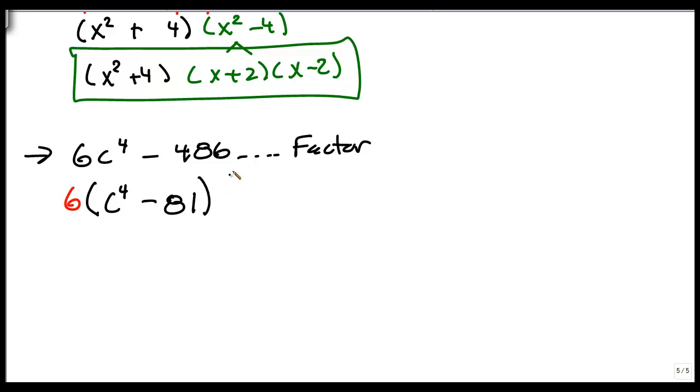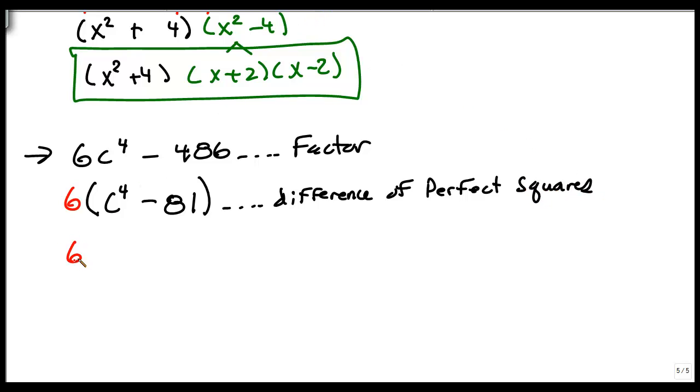Now if you notice, c to the 4th minus 81, this is the difference of perfect squares. Okay, so I have the 6 out front. Now this is going to factor into c squared plus 9, and minus 9. Again, it's that conjugate. And I forgot to use a different color here. I'm going to run back and use a different color. Call that c squared minus 9.